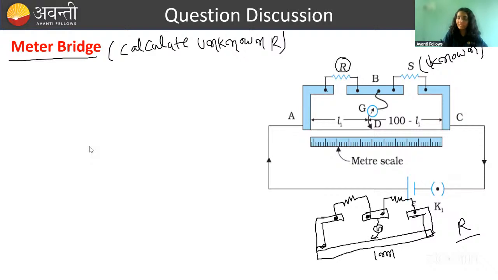This pointed end that you can see, this is a brush, and what we do is we slide this brush onto this 1 meter long wire to discover a point where deflection through the galvanometer will be 0.